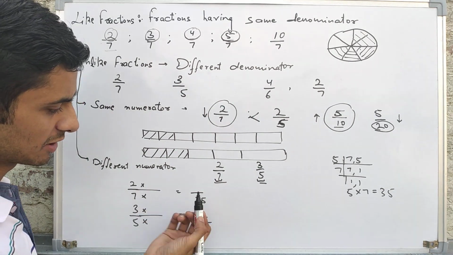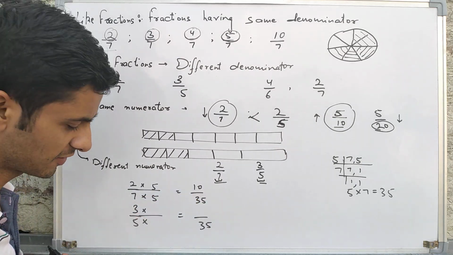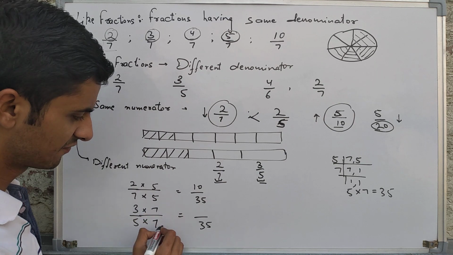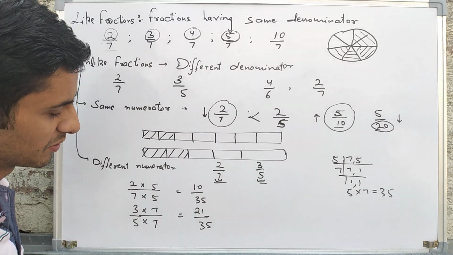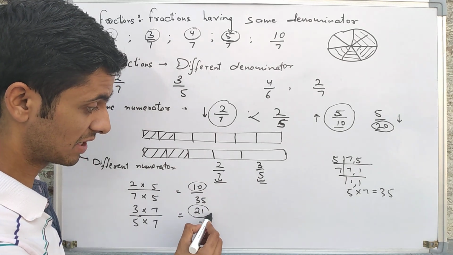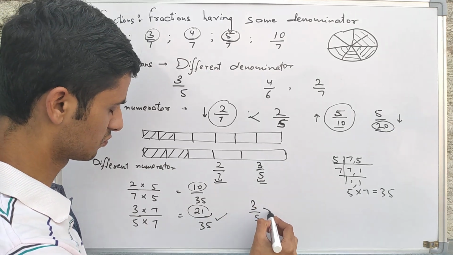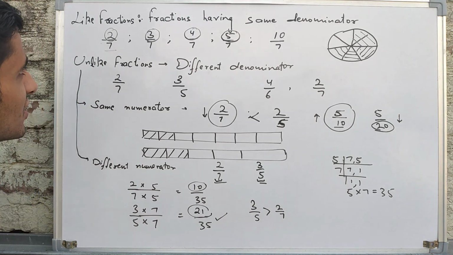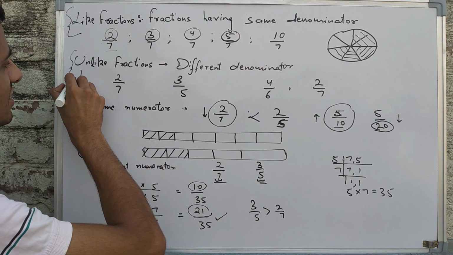So 7 to be multiplied by what number to make it 35? 5. 2 5s are 10, 7 5s are 35. 5 to be multiplied by what number to make it 35? 7. 5 7s are 35, 3 7s are 21. So now you can easily compare 10 parts out of 35 and 21 parts out of 35. So this one is bigger, or you can say 3/5 is bigger than 2/7. So in this way we can compare like fractions and unlike fractions.